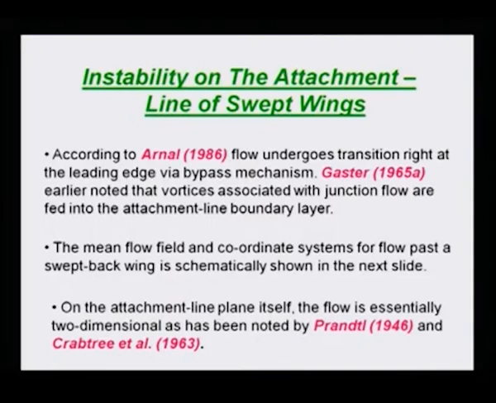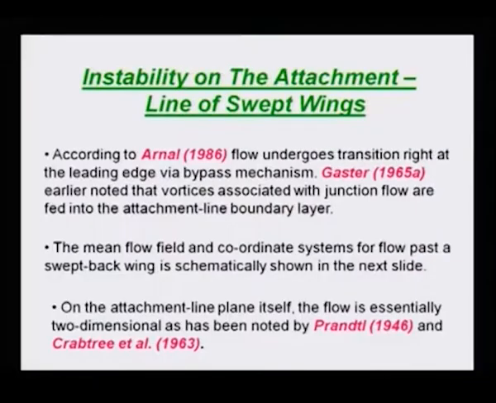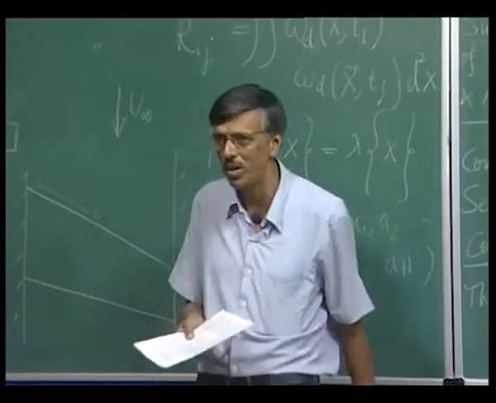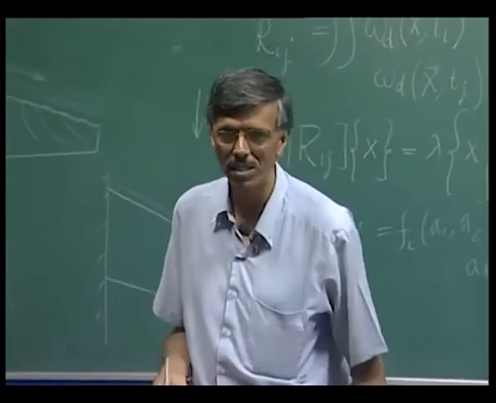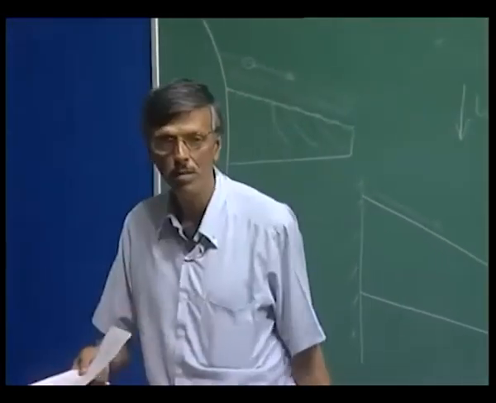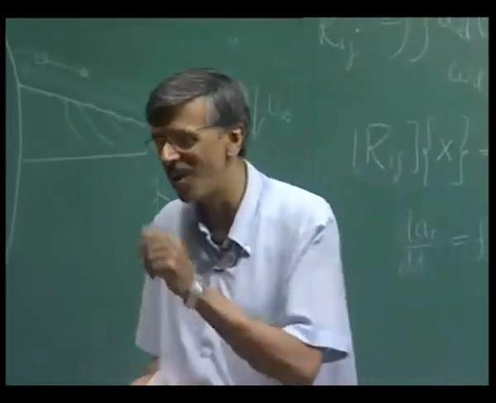In fact, Arnold called this a bypass mechanism. We also call it the same. Gaster even noted very early that if you can somehow make these vortices coming from the wing body junction weak, then you won't have such a contamination. And I think he has a patent also, a Gaster's device at the leading edge, on how to do it.